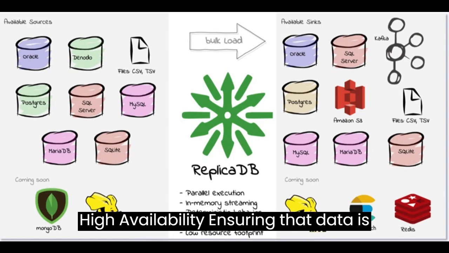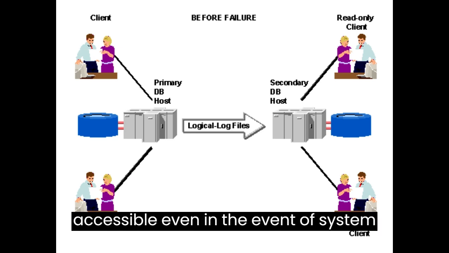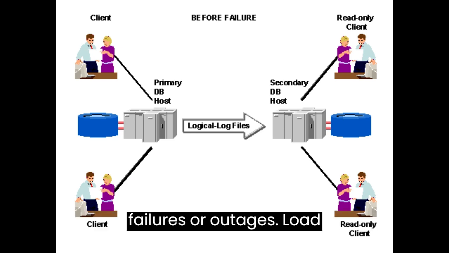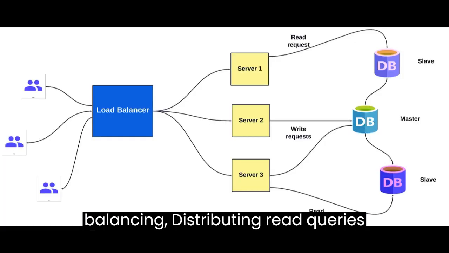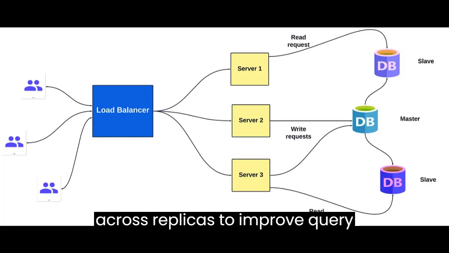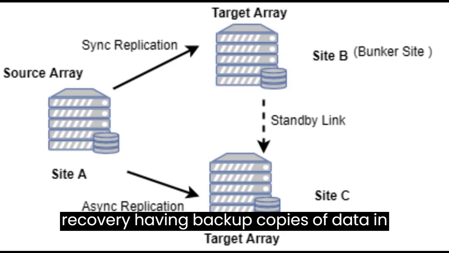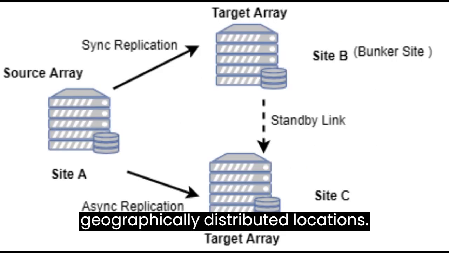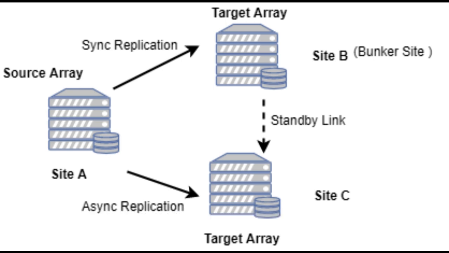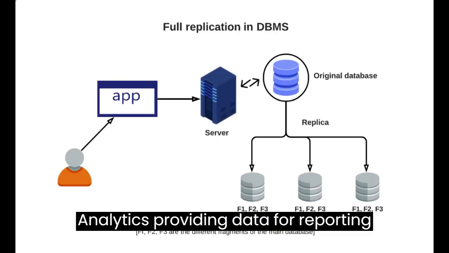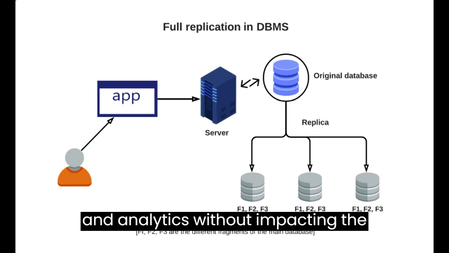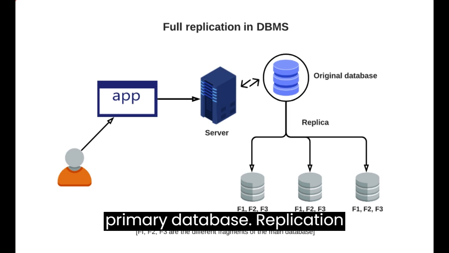Key use cases for data replication. High availability, ensuring that data is accessible even in the event of system failures or outages. Load balancing, distributing read queries across replicas to improve query performance. Disaster recovery, having backup copies of data in geographically distributed locations. Analytics, providing data for reporting and analytics without impacting the primary database.